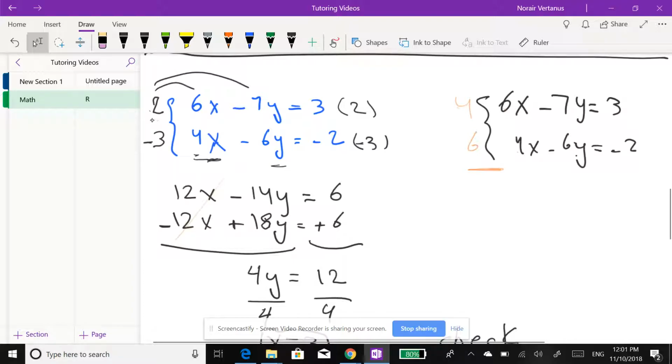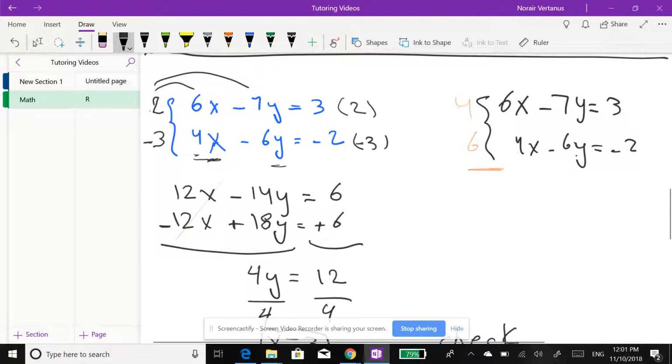Why I picked 2 and negative 3 is the reason. First, let's talk about 2 and 3. You have 6 and 4, and you want to find a common multiple of 6 and 4. Multiples of 6 are 6 times 1, 6 times 2, 6 times 3, like 6, 12, 18, and 6 times 4, 24. Multiples of 4 are 1 times 4, 4, 2 times 4, 8, 3 times 4, 12, and it just continues. There are infinite multiples, but you want the smallest one if possible. So the smallest common multiple of 6 and 4 is 12.